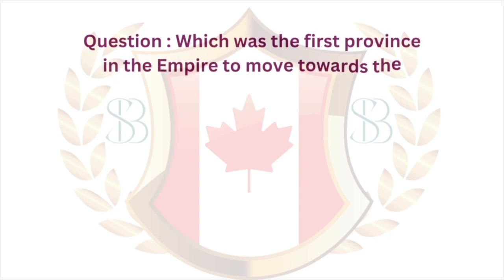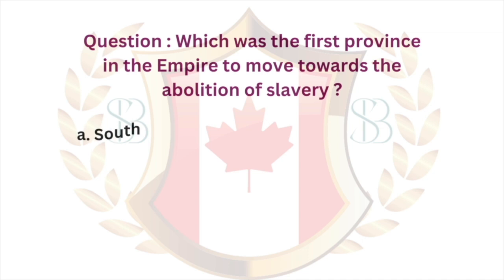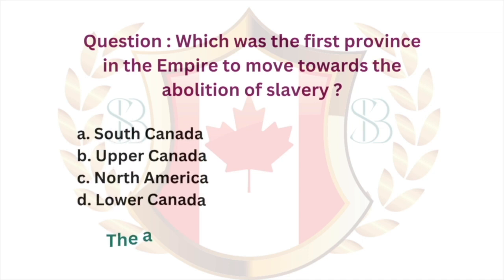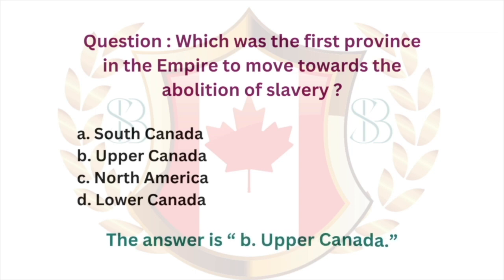Question. Which was the first province in the Empire to move towards the abolition of slavery? A. South Canada. B. Upper Canada. C. North America. D. Lower Canada. The answer is B. Upper Canada.